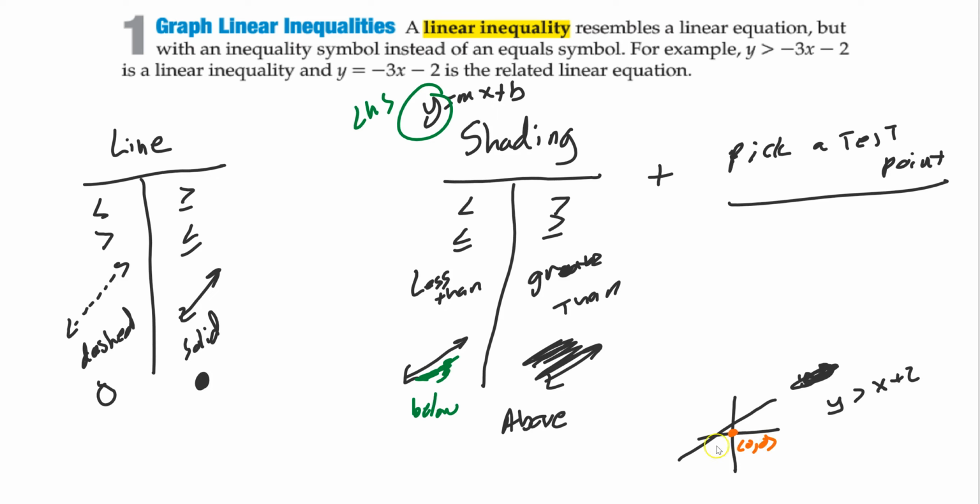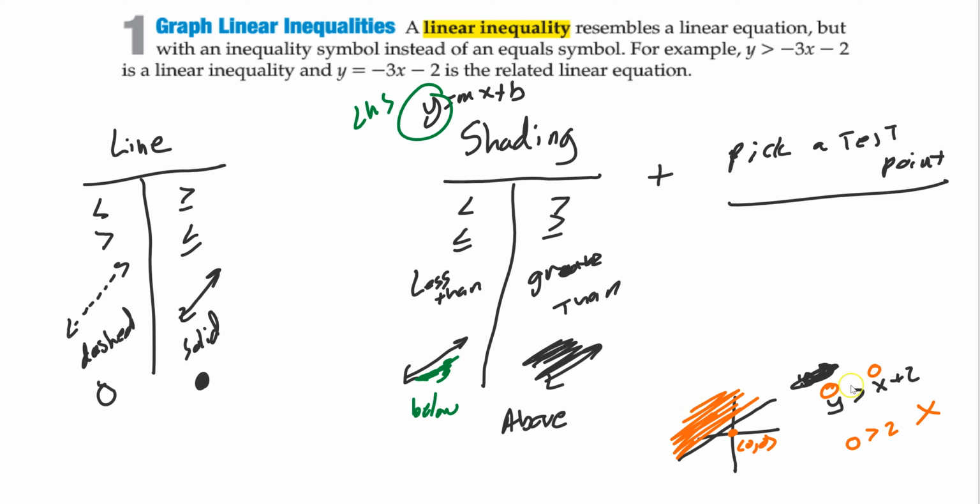Now it can't be on the line. So if 0, 0 is on the line, I can't use it. And you plug it in. Simplify, I got 0 is greater than 2. That does not make sense. That's false. So I'm not going to shade this. I'm going to shade the opposite. If it was true, I'd shade it. So that's how you pick a test point.